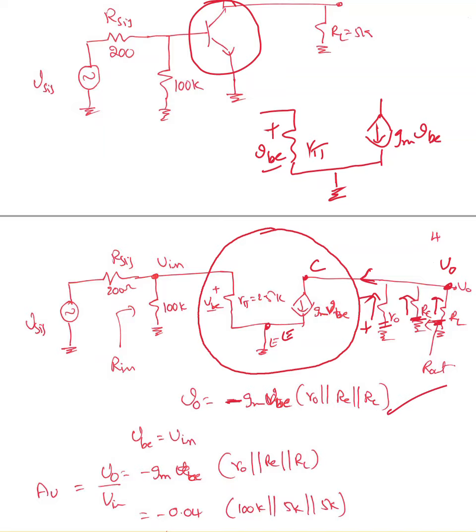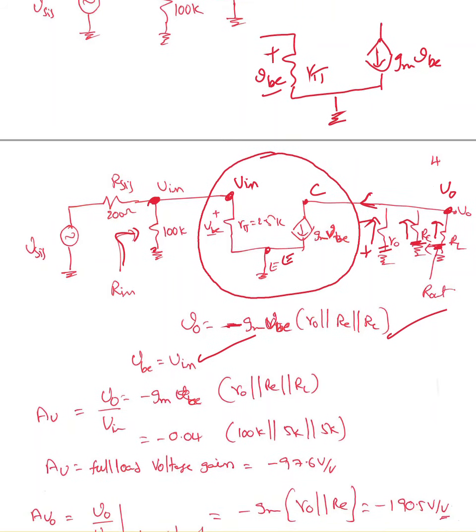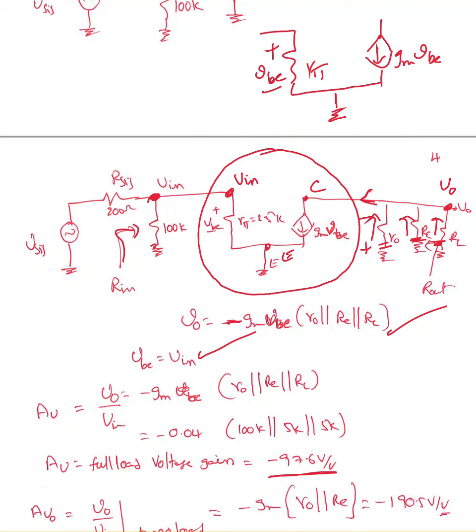Okay. Now VBE equals Vin. The input terminal is right here. So when we look from the input terminal, the voltage at this point is the same as the voltage at this point. Now based on that, if I substitute, I found AV equal to minus 97.6.